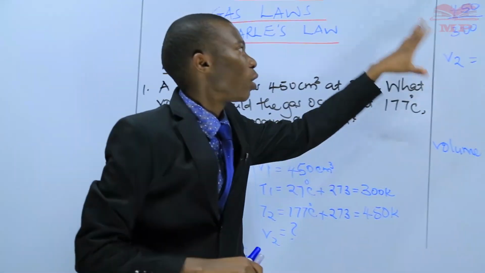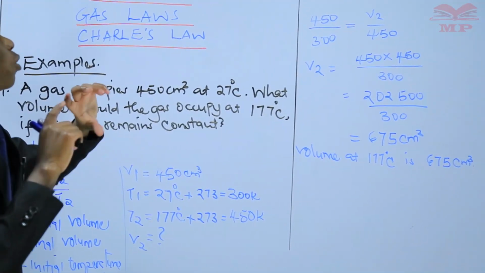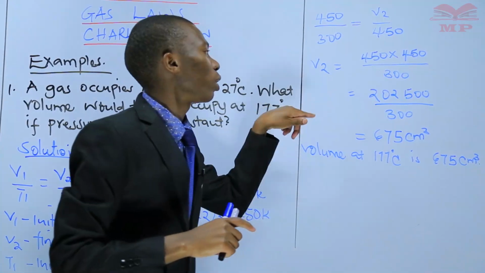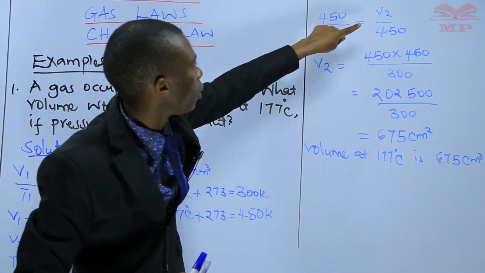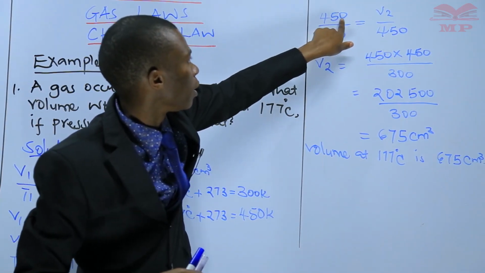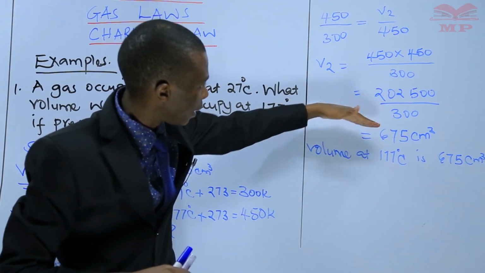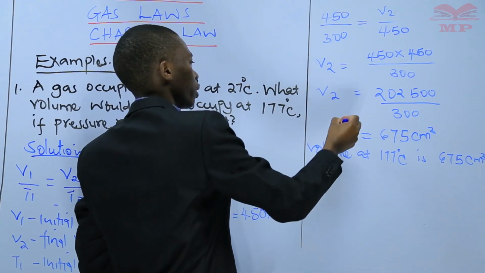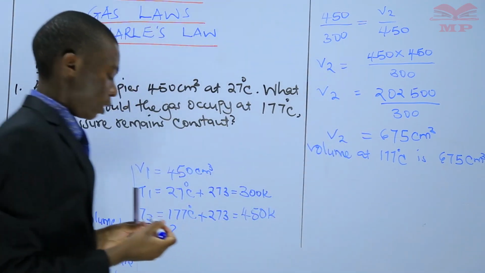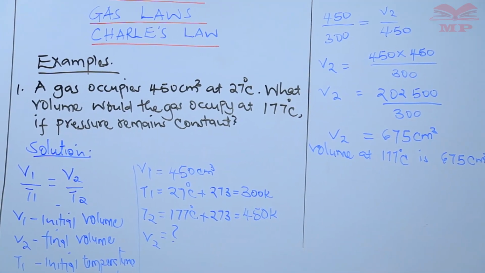Then here we just substitute what we have, so that we are left with V2, which we are looking for. To get V2, you just cross multiply. So it will be 450 times 450, you divide by 300, and that is what we have seen here. So V2 is 675 cubic centimeters. I hope you will get that so well.